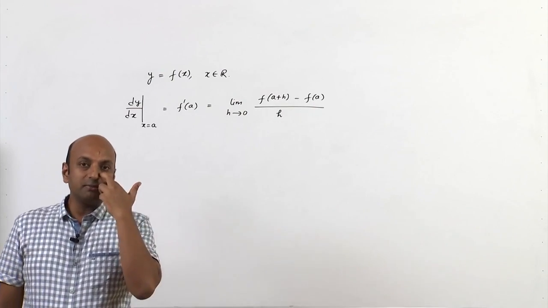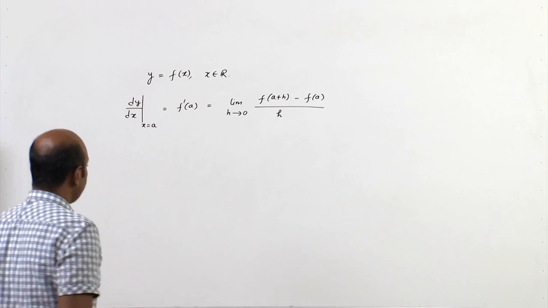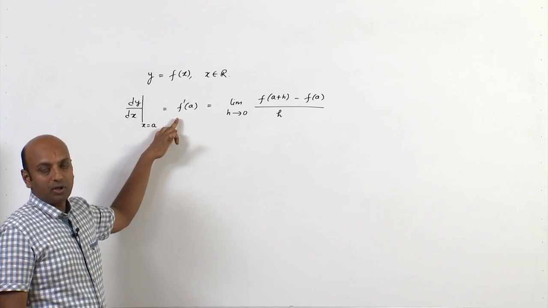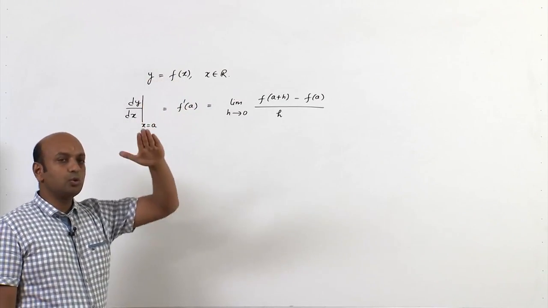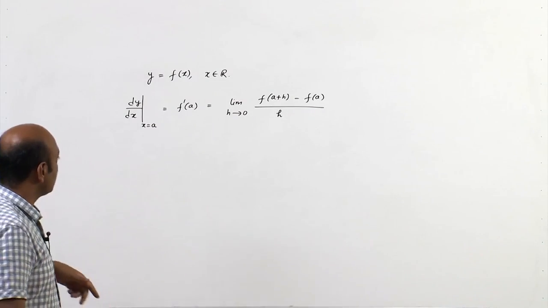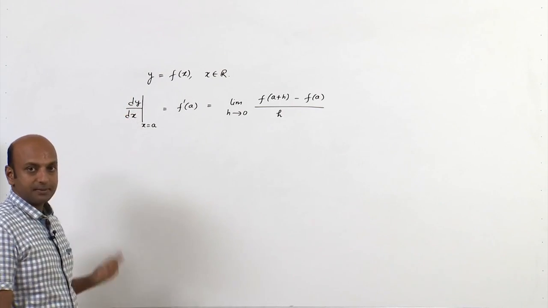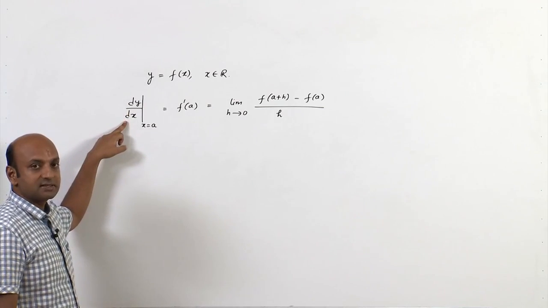Now, what does it mean? What does it give? Derivative simply gives the slope of a tangent at a point x equal to a. If we have a curve y equals f(x), then at x equal to a it simply gives the slope of the tangent. It also represents the rate of change of f along the x axis, the rate at which the function changes along the x axis.